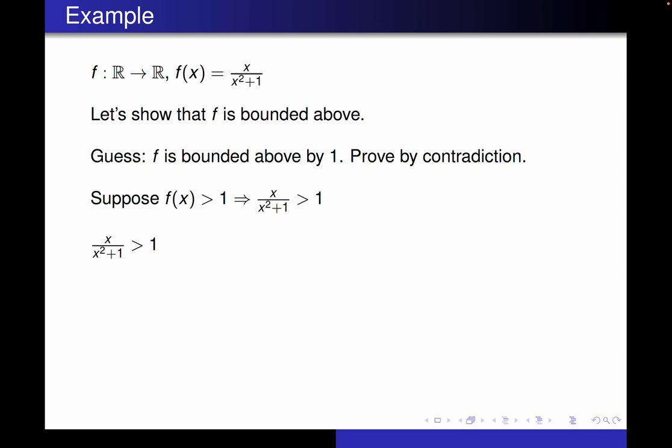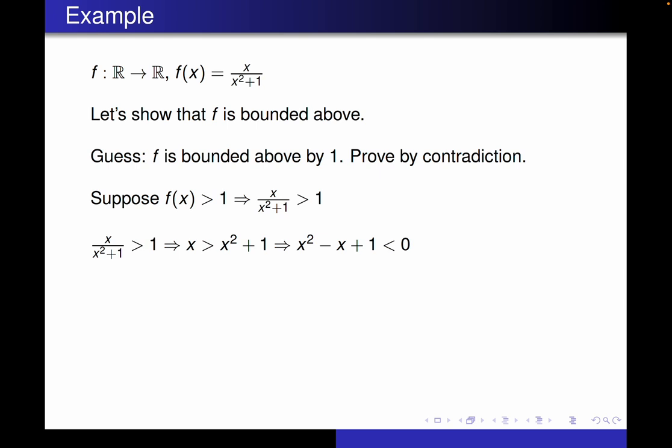x squared plus 1 is always a positive number, so we can use scaling to multiply both sides by x squared plus 1. That gives us x is greater than x squared plus 1. If we move that x to the other side of the inequality and flip it around, we get x squared minus x plus 1 is less than 0.